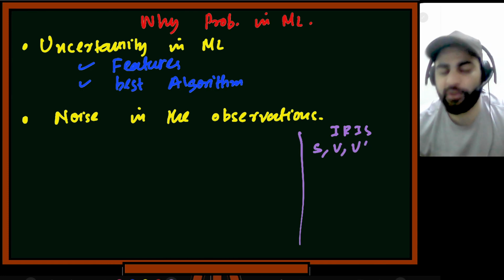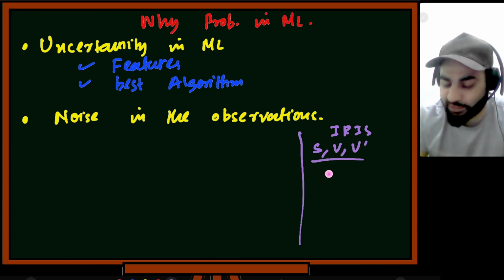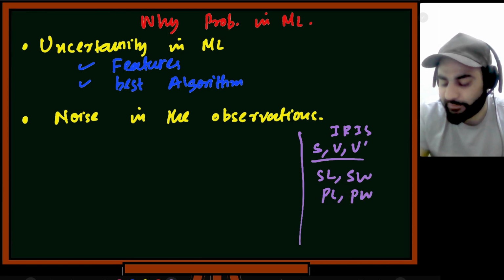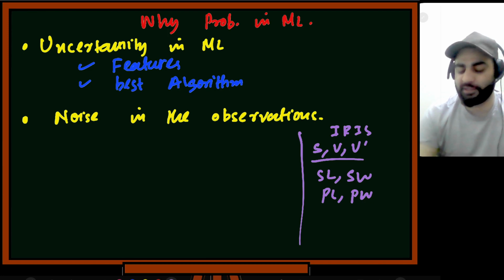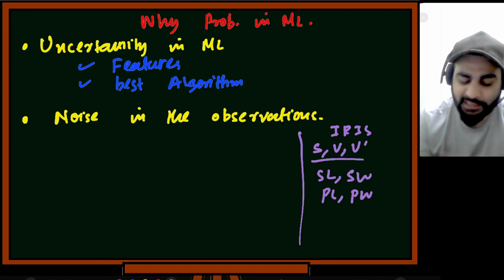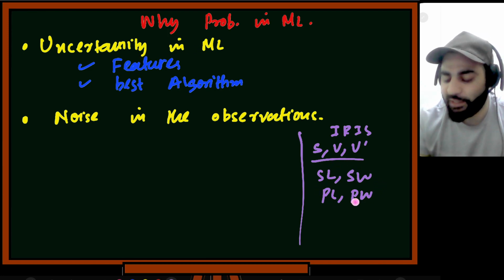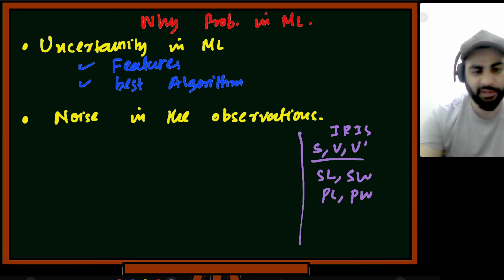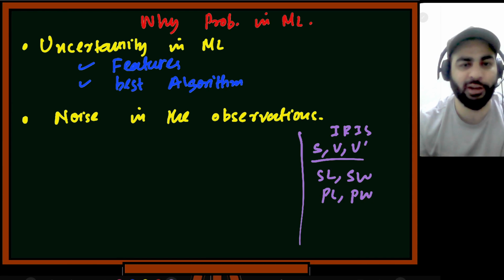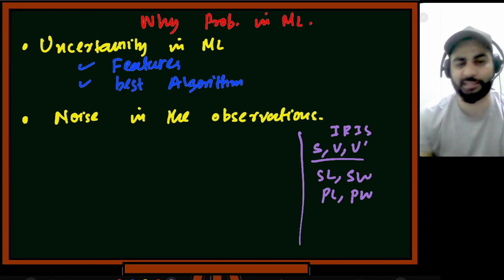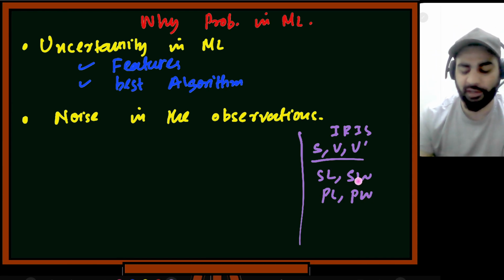I'll write it v dash. Then we had 4 features: sepal length, sepal width, petal length, and petal width. These are our features. The first thing I said is uncertainty, because you don't know if only these are the 4 features which impact the species. There can be other features also. There can be color probably, which we never saw. There can be, let's suppose, fragrance, which we never took as a feature. And these are our best possible features.